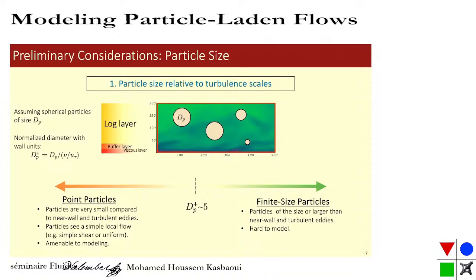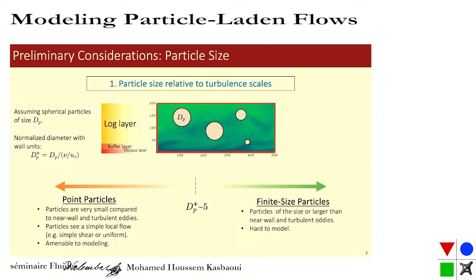So let's say we have a characteristic size dp, so characteristic particle size. What we can do is build a non-dimensional diameter, which is dp divided by the viscous length in a wall-bounded turbulent flow. And if you have normalized diameter that's below a cutoff of roughly 5 here, we can assume that these particles are very small. They live in the viscous sublayer. Basically, the flow on their scale is very simple.